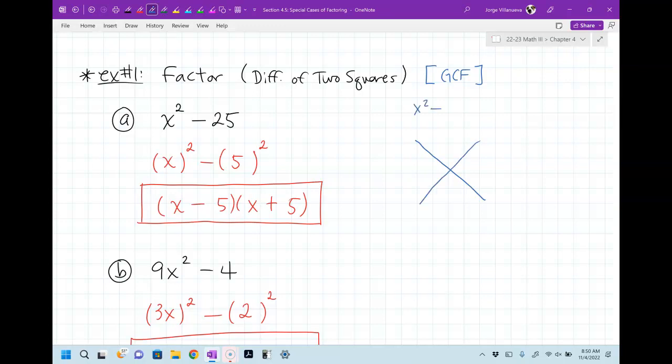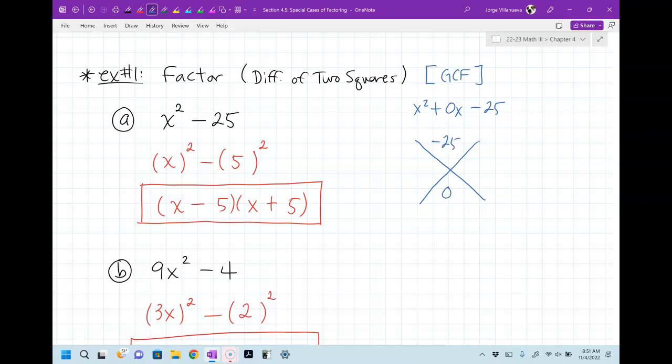What's my b term? It's x squared minus 25. Isn't minus 25 my c term, right? What's my b term if it's not there? A 0, right? It's 0x. Okay? That's what my b term is. It's 0. So I'm supposed to multiply a times c. That's 1 times negative 25. That's negative 25. What do I put on the bottom?